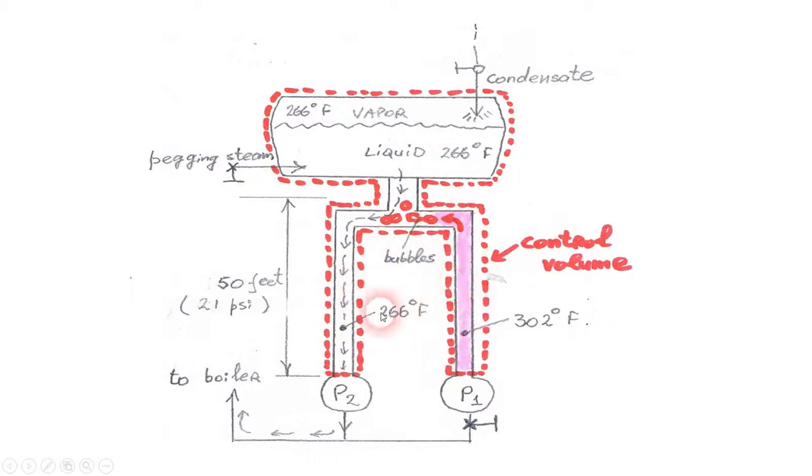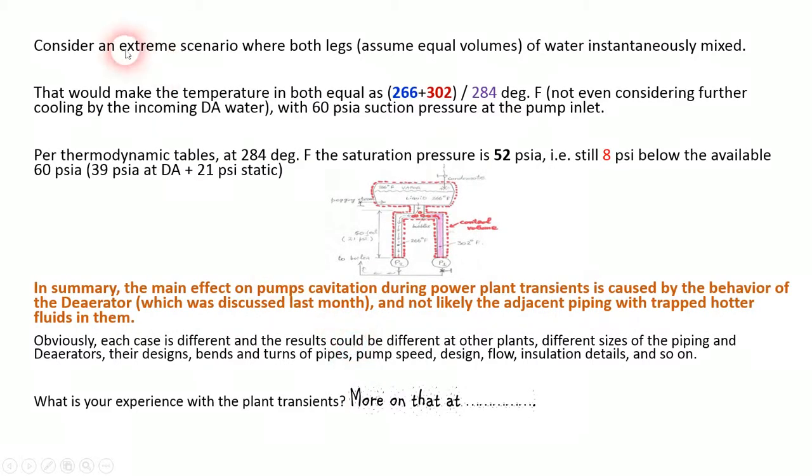The question now is, is 288 too hot for the vapor pressure to start cavitation in pump number 2? Well, let's see. Consider the extreme example scenario which we just mentioned. 266 plus 302 averages to 284 degrees. Well, at 284 degrees, we have from the thermodynamic tables, the saturation pressure is 52 psi.